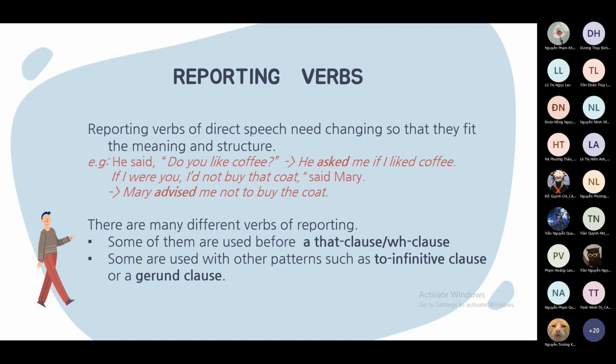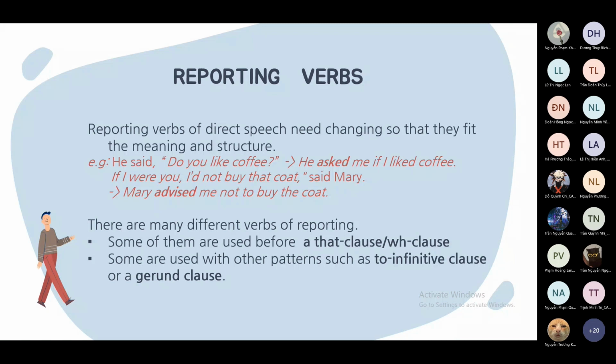Verbs that are accompanied with a preposition and a gerund are apologize for, complain about, insist on, object to, confess to. And the last one, verbs that are accompanied with an object, a preposition, and a gerund. And they are accused of, blamed for, congratulated for, criticized for, and praised for, thanked for, and warned about.